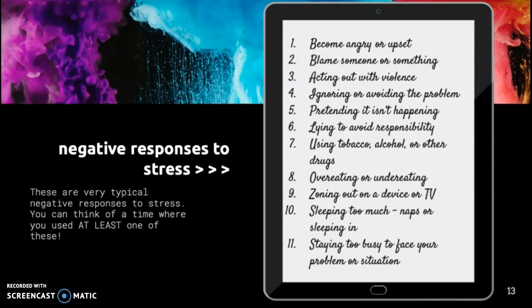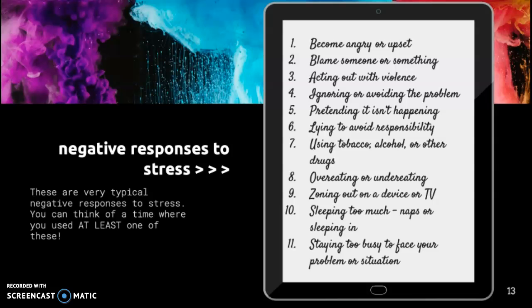Okay, negative responses to stress. These are very typical negative responses to stress. You can think of a time where you used at least one of these. Either you got angry or upset, you blamed someone else, which we've talked about, acted out with violence, ignored or avoided, pretended it's not happening, lied, used tobacco, alcohol, or other drugs, overate or undereat, zoned out on a device or TV, slept too much, sleeping in, taking naps, or stayed too busy to face your problem or the situation.